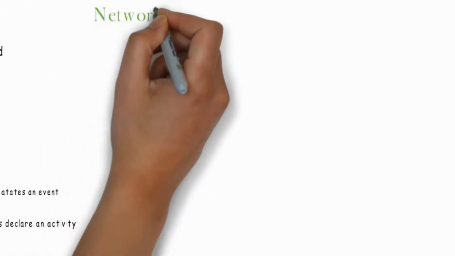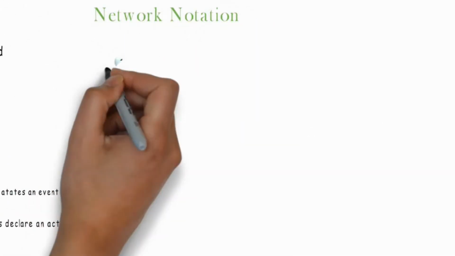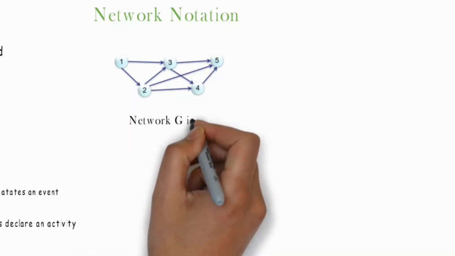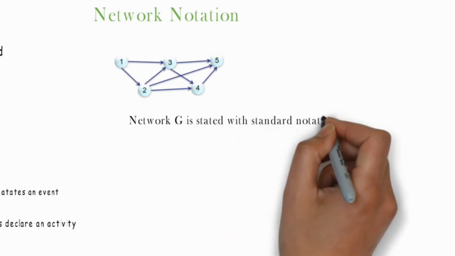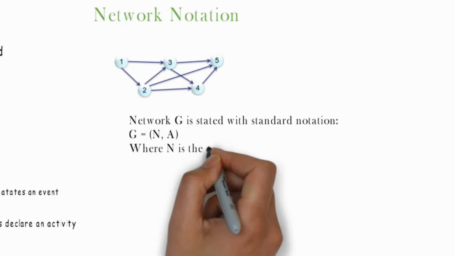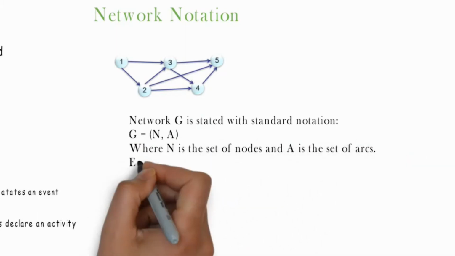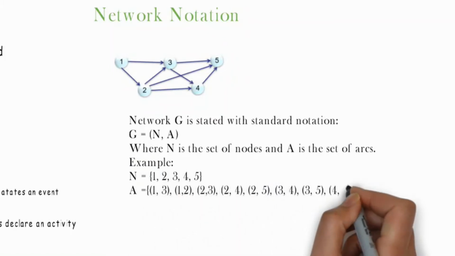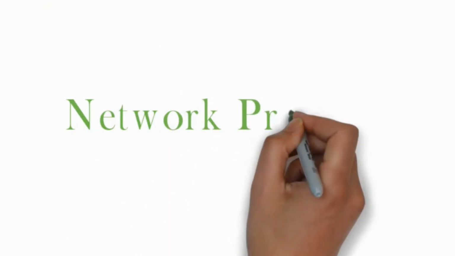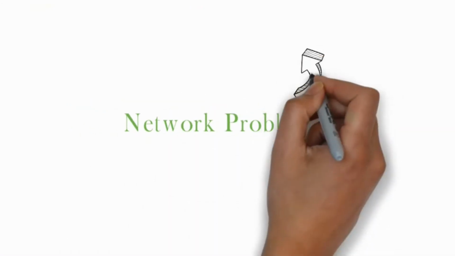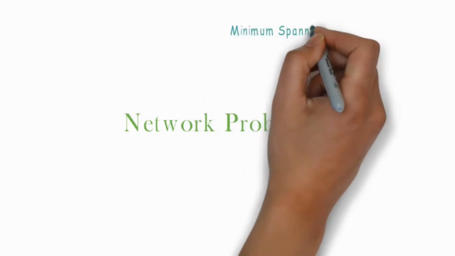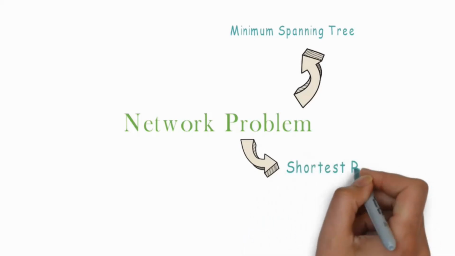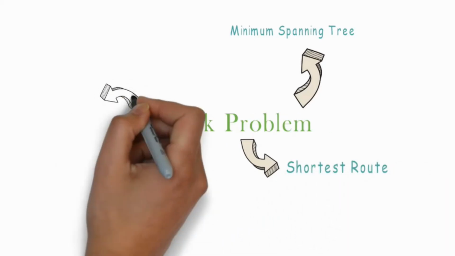Network notation. For example, here is the network. The notation for the network G is G = (N, A). N is the set of nodes and A is the set of arcs. For example, N = {1, 2, 3, 4, 5} and A = {(1,3), (1,2), etc.}. Network problem. There are three network problems. First is minimum spanning tree, and then shortest route, and the last is maximum flow.